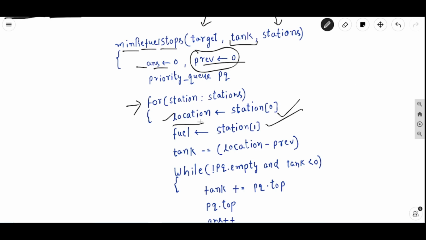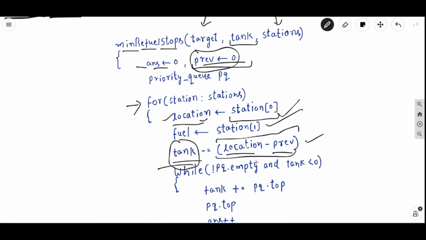Like here in this case, the current location is the first element in this current pair of the stations array, while the previous location is given by this previous variable. The difference between the current location and the previous location gives me the distance which I have traveled to reach this location, and that distance is equal to the fuel that I have consumed. This tank represents the fuel that I currently have in the tank. So to reach the current location, I have to use fuel equal to the difference between the current location and the previous location. After subtracting this value from the tank, I will have the remaining fuel in the tank.